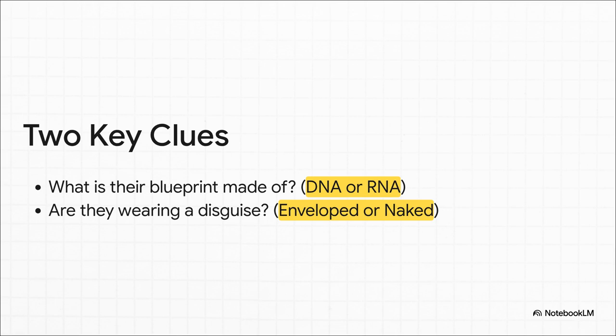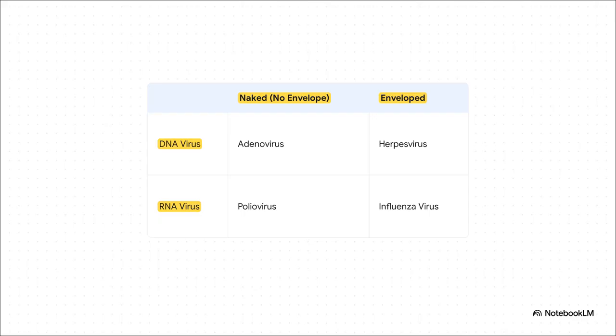First, what's their blueprint made of? Is it DNA or RNA? And second, are they wearing that stolen disguise? Are they an enveloped virus or are they what we call a naked virus? So using just those two clues, we can start sorting viruses into four main buckets.